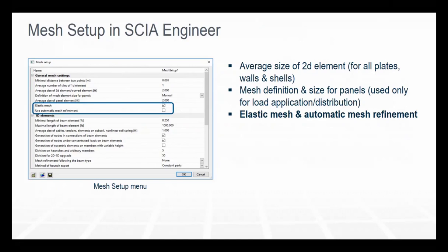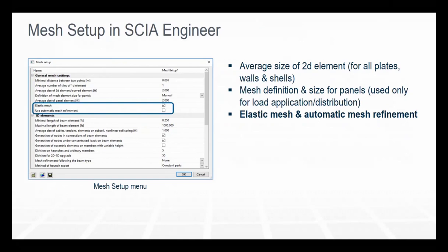Finally, an elastic mesh is a type of mesh that we use by default, so that's a checkbox that's always on. And then we also have the option to set whether or not we want to use the automatic mesh refinement. We'll look at this automatic mesh refinement in detail a little bit later.